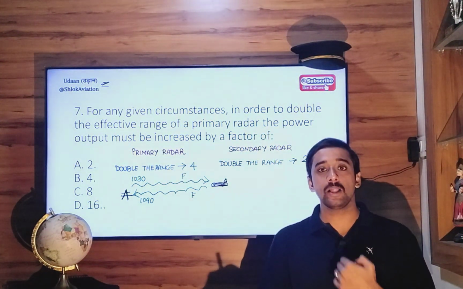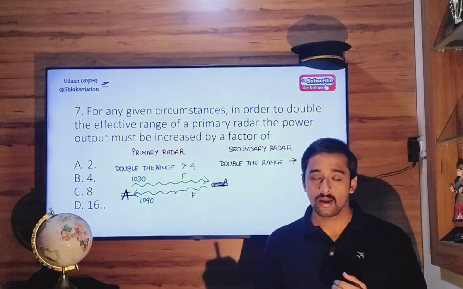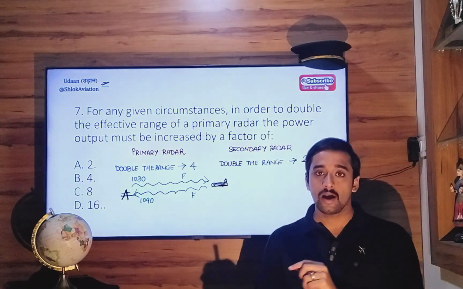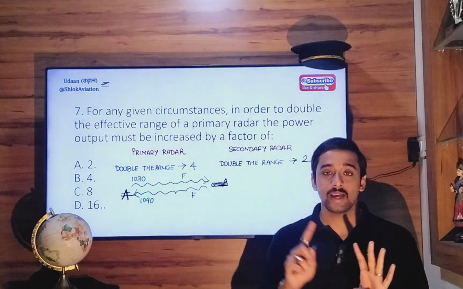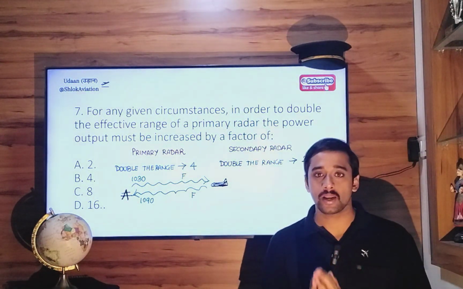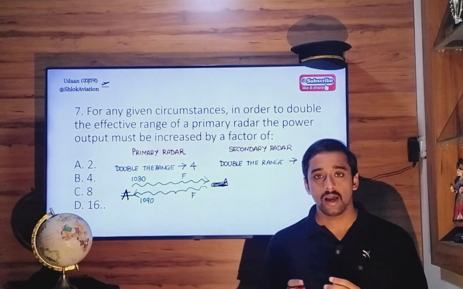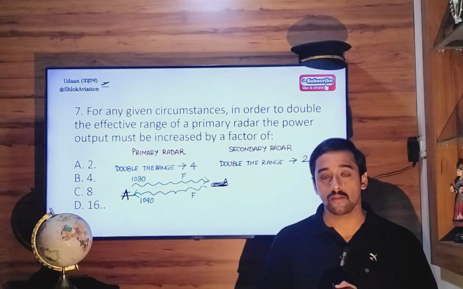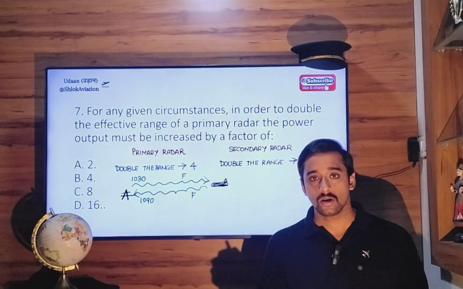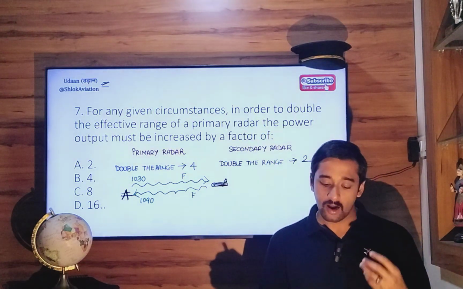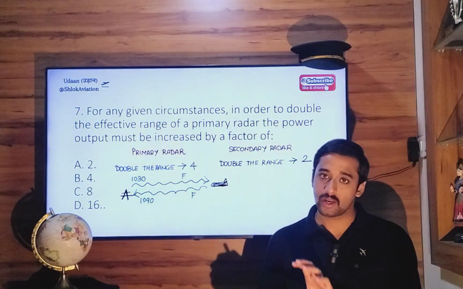Meaning, if I want to double my range, currently the range that I have is, let's say, 100 nautical miles. If I want to make it 200 nautical miles, I will have to increase the power of the transmitter by 4 times to achieve that double range. But in case of secondary radar, to achieve that double range, 100 miles to 200 miles, I will have to increase the power output of the transmitter by twice, only twice the amount. So that is one advantage. At a given power, you get more range from the secondary radar compared to primary radar.